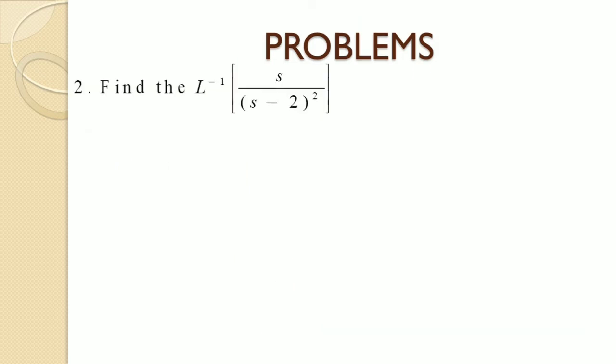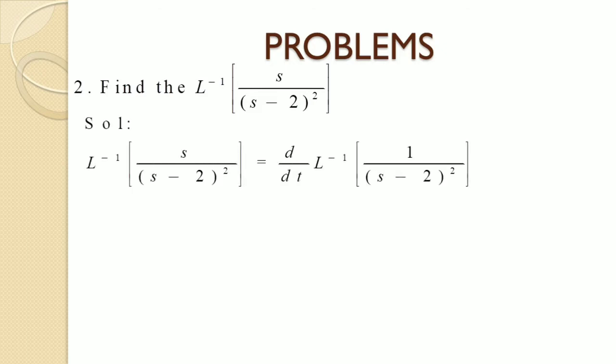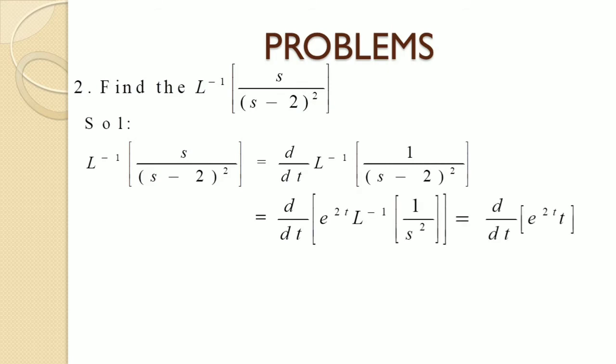Next problem, find the L inverse of s by (s minus 2) the whole squared. So L inverse of s by (s minus 2) the whole squared can be written as d by dt of L inverse of 1 by (s minus 2) the whole squared.